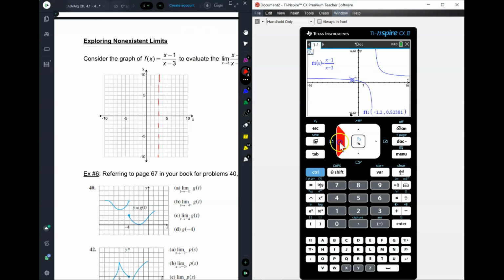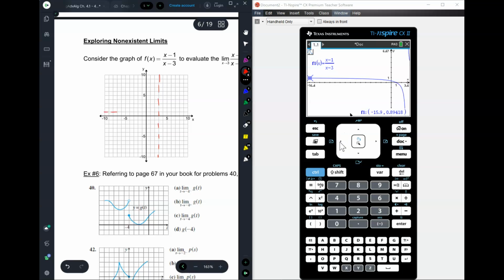If you trace this and you go to the left, look at the y values. It's increasing to 0.8, right? If you keep going further and further, you'll see that it'll just level off at 1, right? y equals 1. So here there is another horizontal asymptote, y equals 1. And the graph, you can see, looks like this.